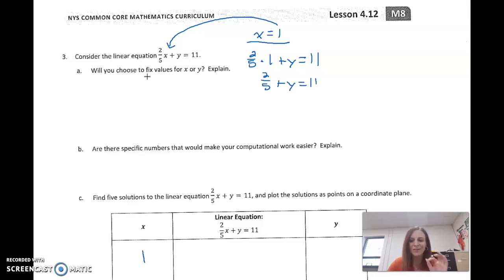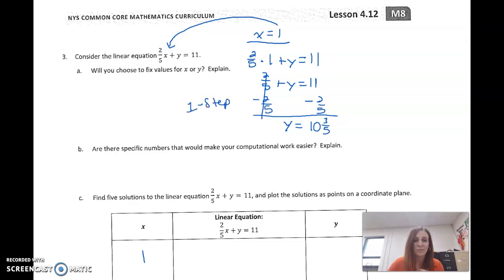And we're going to deal with this idea of fractions. I'm going to give you a hint about that in a second. But if I put a 1 in, this just becomes a one-step equation. I'm going to subtract 2/5 from each side. That cancels. I'm left with y equals. Now, if I have 11 and I take away 2/5, you could do the math off to the side. But basically, I'd be left with 10 and 3/5 because I'm taking 2 away. All right, so I know we don't like fractions, but that's just an easy one-step equation.